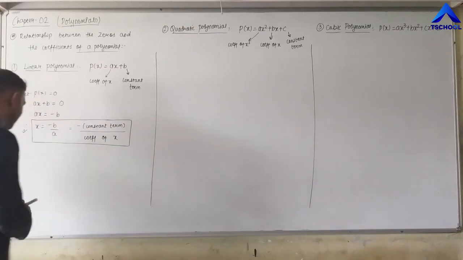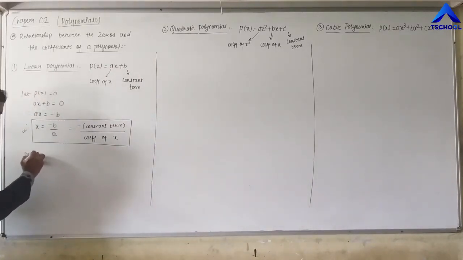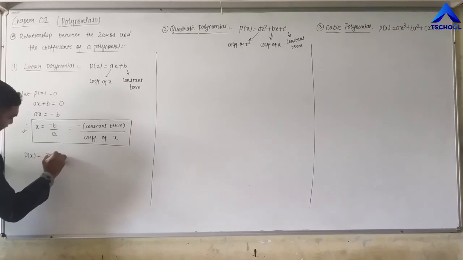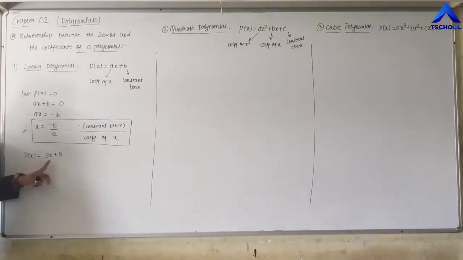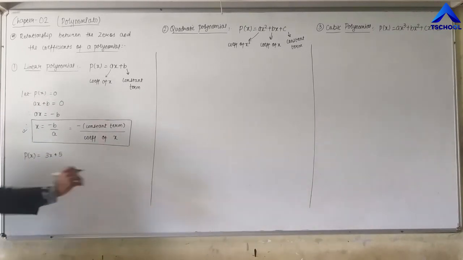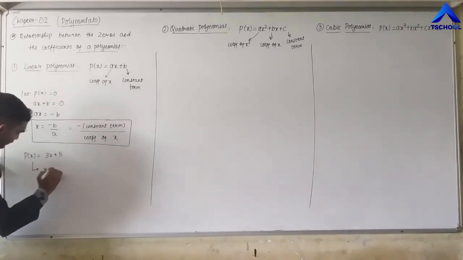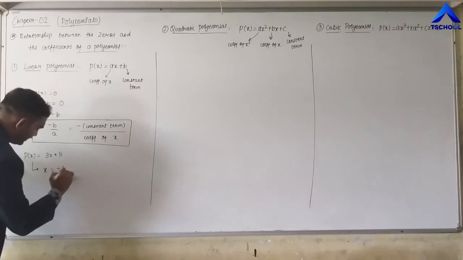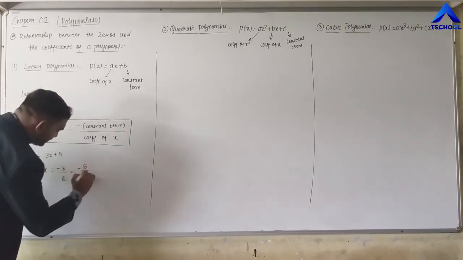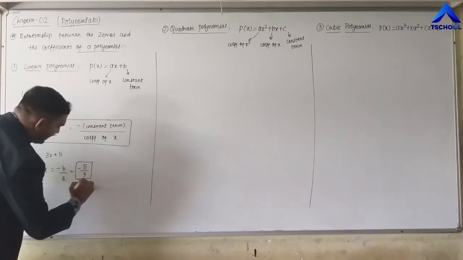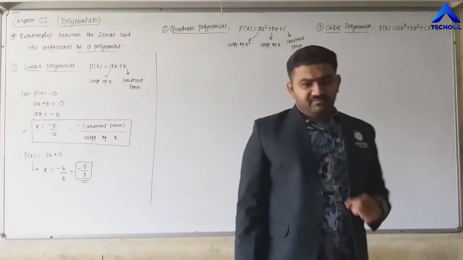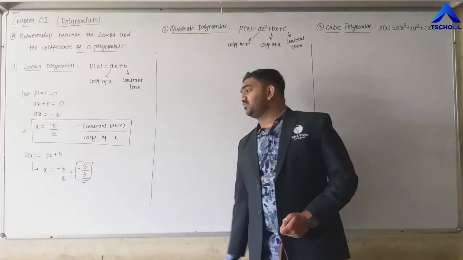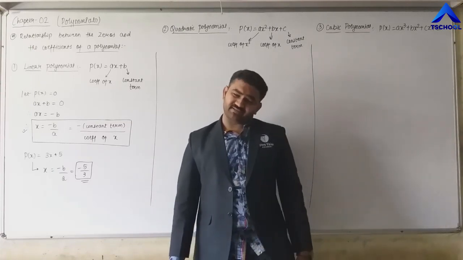Let me see, for example, if I am having a polynomial p of x equal to 3x minus 5, or let me say 3x plus 5 for now. Then what is the coefficient of x here? That is 3. What is the constant term here? 5. So the zero of this given polynomial is x equal to minus b upon a, that is minus 5 by 3. You can check that the value of this polynomial p of x equals 3x plus 5 will be 0 at x equal to minus 5 by 3. That is the best example here.